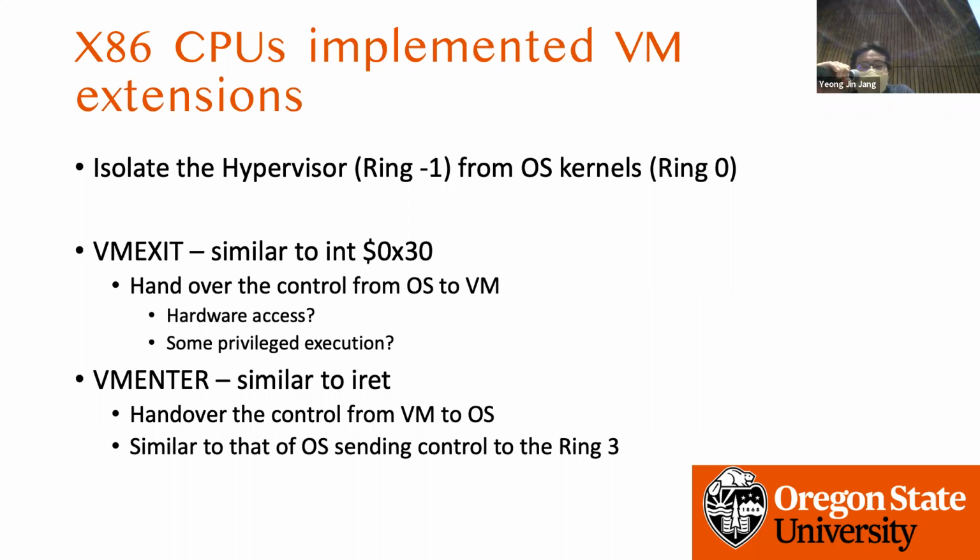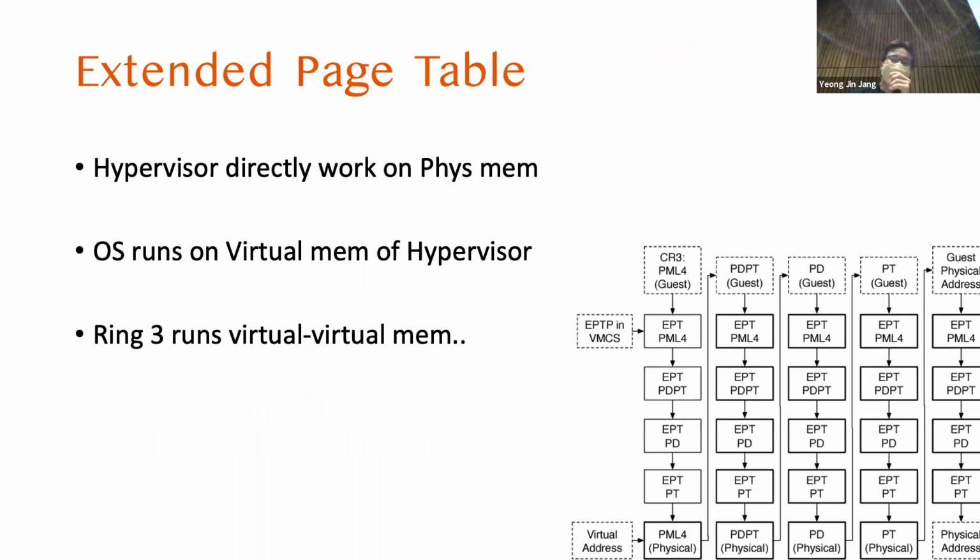Another interesting point about this kind of virtual machine is, think about it. Suppose there is a memory. Previously the operating system could directly access that physical memory, but now we have a layer of the hypervisor. The hypervisor directly works on the physical memory, and the operating system runs on the virtual memory of the hypervisor. Then ring 3 of the operating system runs on the virtual memory of the operating system.